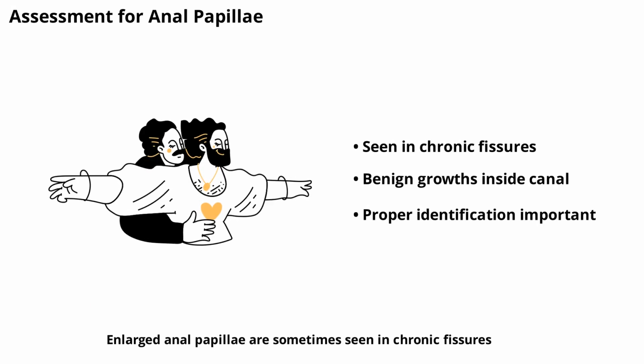Enlarged anal papillae are sometimes seen in chronic fissures. These small, benign growths are found inside the anal canal and can be identified during examination. While usually harmless, they may contribute to discomfort or confusion with other conditions, so proper identification is important.